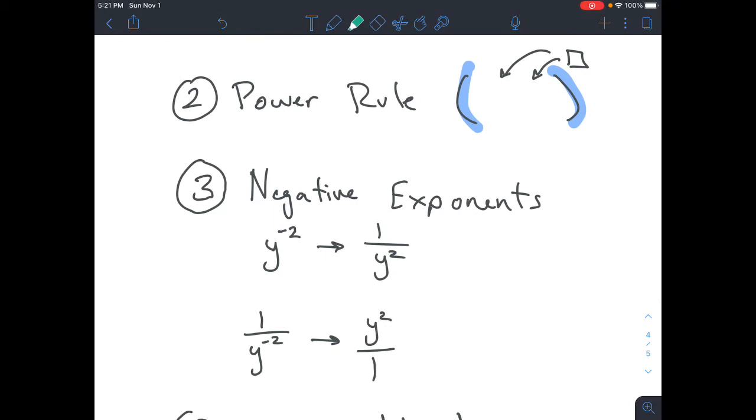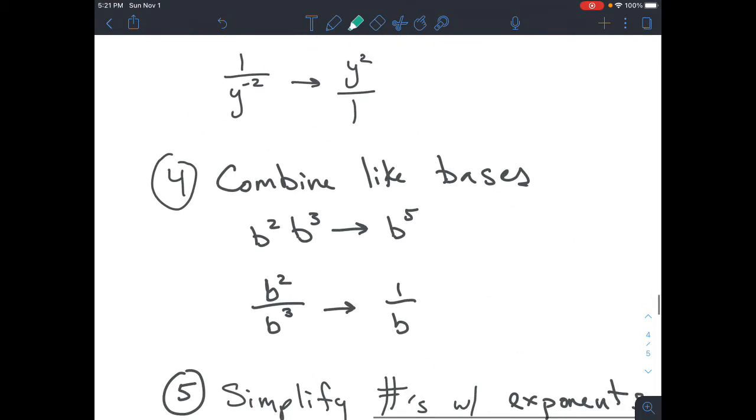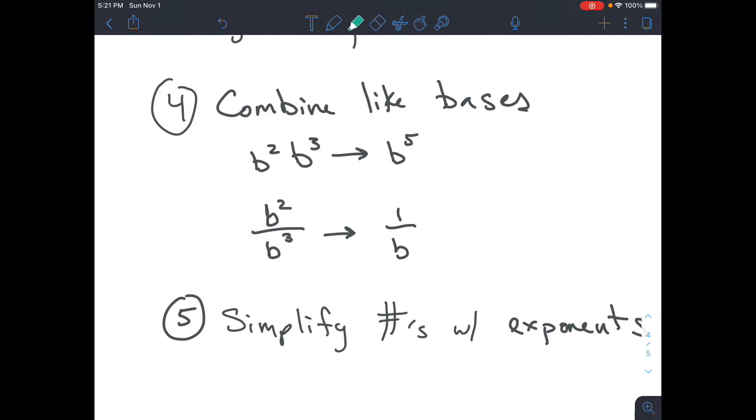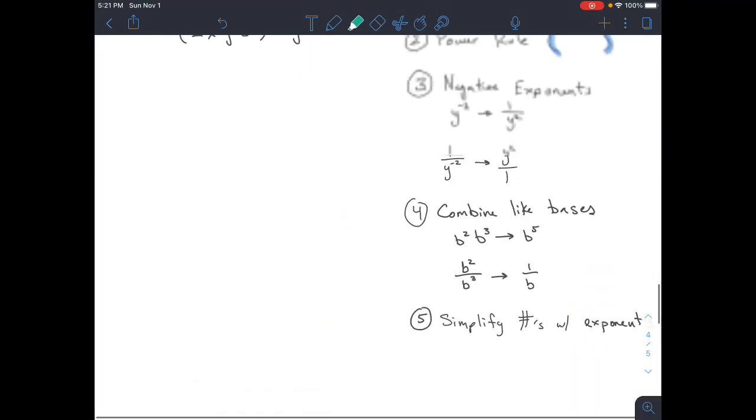Negative exponents are going to change places. They're going to become denominators, and denominators are going to rise up and become numerators. We're going to combine like bases, and we're going to simplify any numbers that have exponents on them.